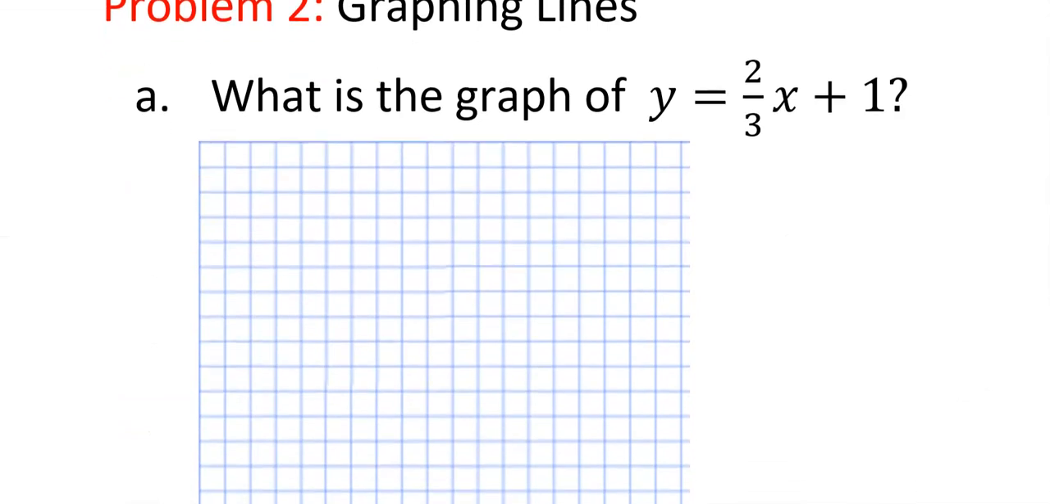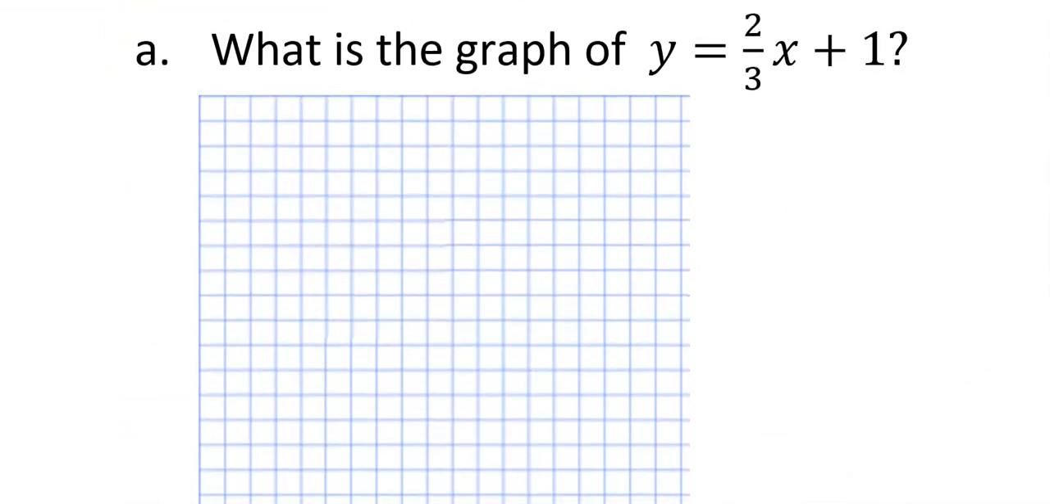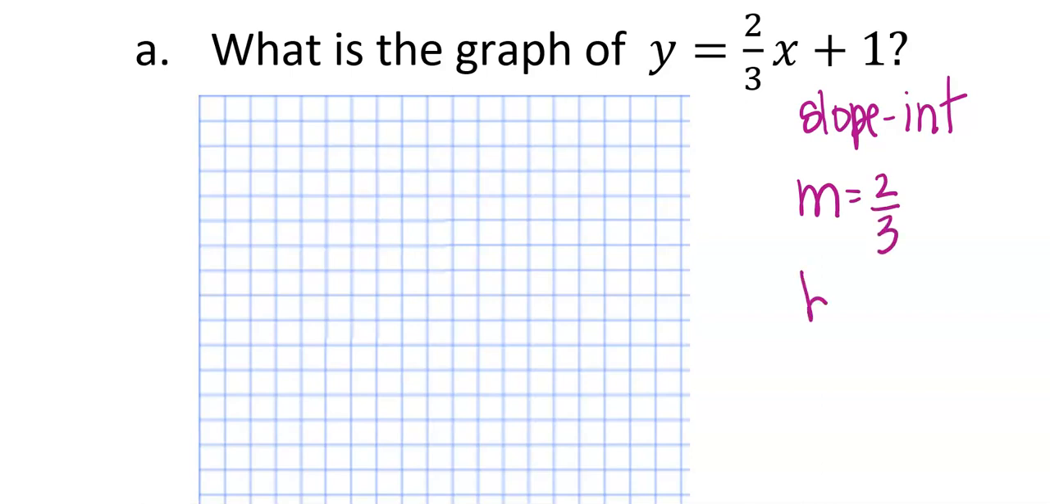Okay, so problem 2, graphing lines. What is the graph of y equals 2/3 x plus 1? So this one is in slope-intercept form. If you can figure out which form it is, that will tell you what you have in that form. So with this one, we have the slope. What is the slope in that line? Is it the 2/3 part or the 1? 2/3. Okay, so my m is 2/3. That would mean my b must be 1, and my b is where does it cross the y-axis? So this one, remember, is your y-intercept.